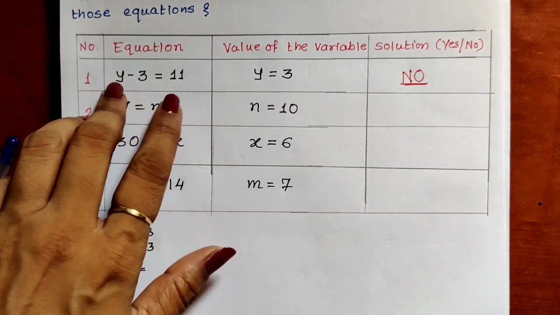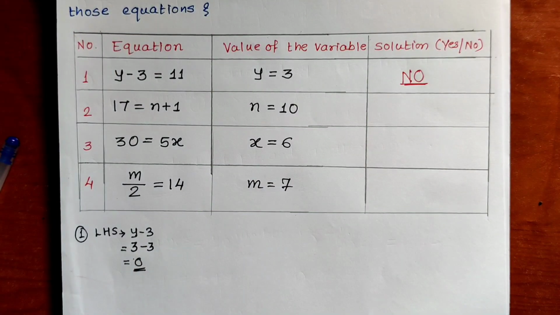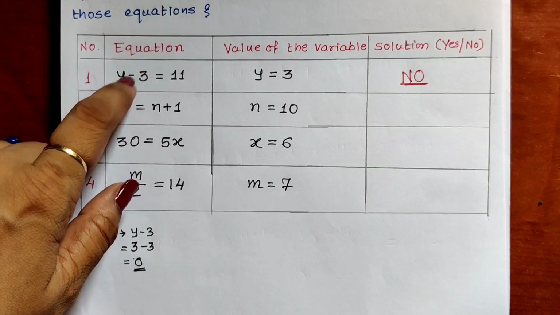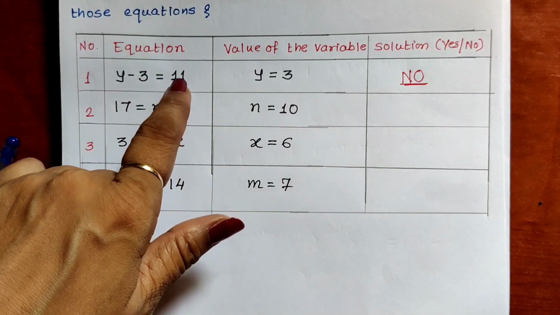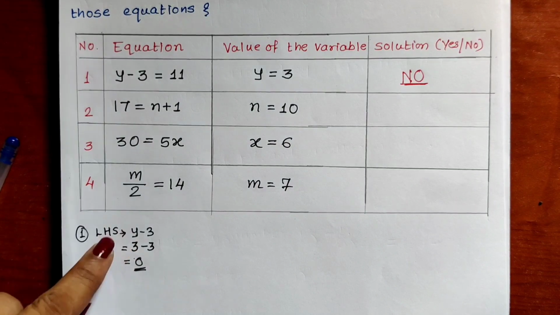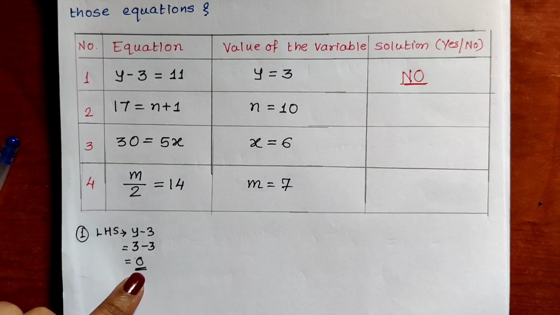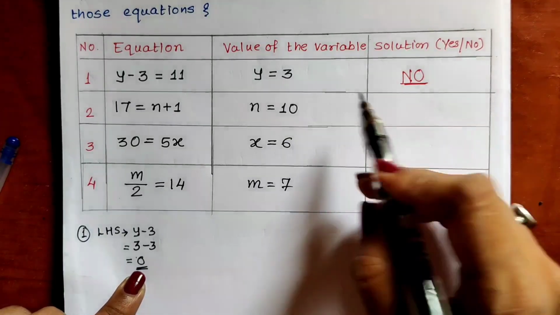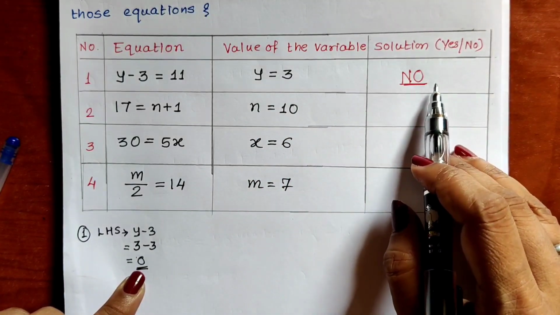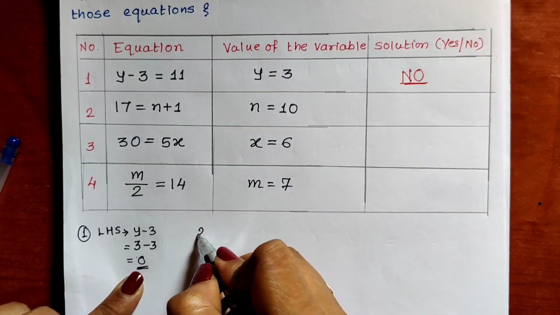It is an equation, so the left hand side answer should be equal to the right hand side. Correct? Both the sides' answers should be the same. The answer is already given to us. It is 11. But if we put y equal to 3, in place of y if we write 3, we are not getting 11, and that's why y = 3 is not the solution, and that's why no is written. Okay, now let us check the second equation.